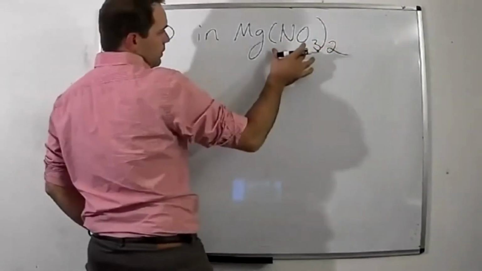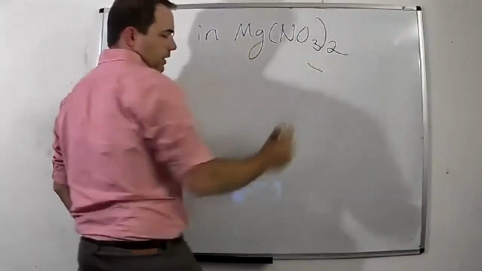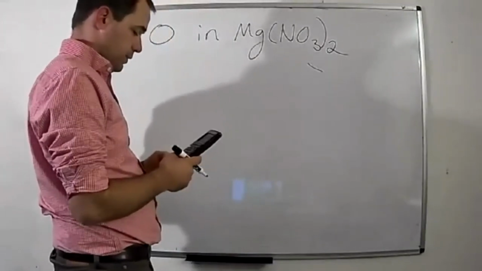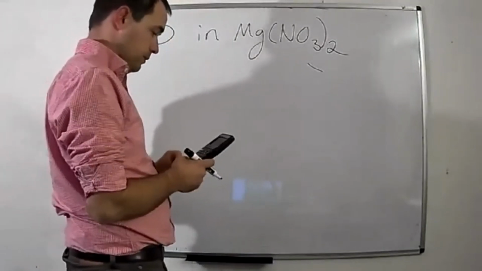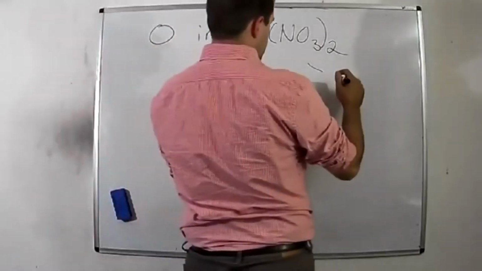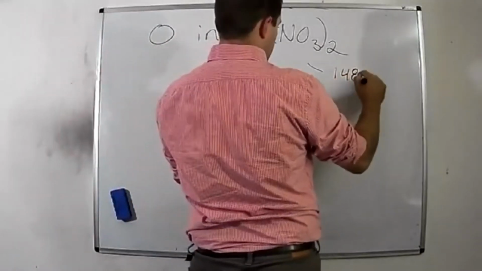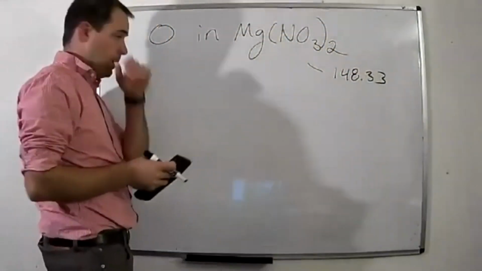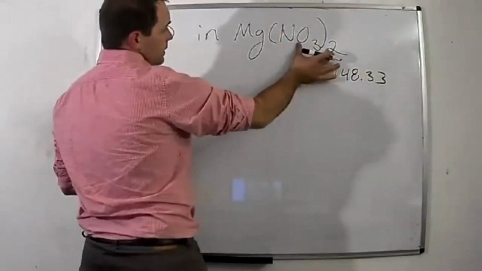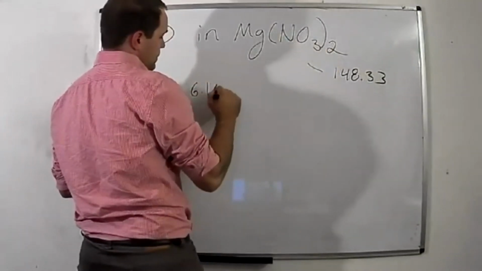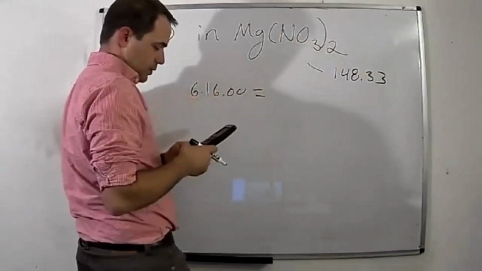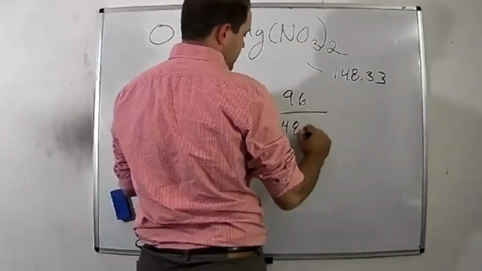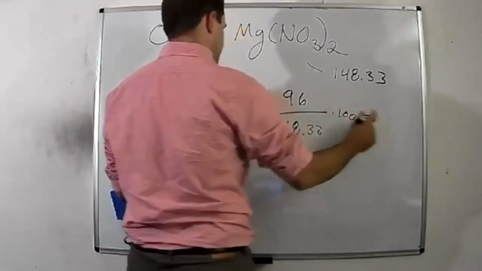All right, so you want to get the total mass of magnesium nitrate. So that's going to be 24.31 plus 2 times 14.01 plus 6 times 16. That's a total mass of 148.33. And again, I can punch a number in wrong, so if you see a mistake I made, please just yell at me. And then I need to get the mass of 6 oxygens. So it's going to be 6 times 16. So the mass from just the oxygens is 96. So I'm going to take 96 divided by 148.33 times 100.